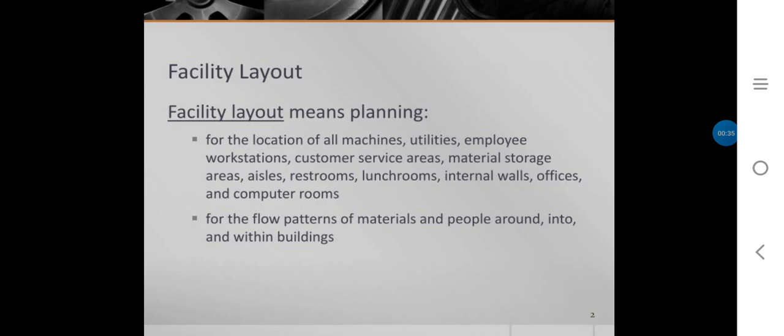Facility layout means the planning for the location of all machines, utilities, employee workstations, customer service areas, material storage areas, aisles, restrooms, lunchrooms, internal wards, offices and computer rooms, for the flow patterns of the material and people around, into and within the building. This is the meaning of facility layout.